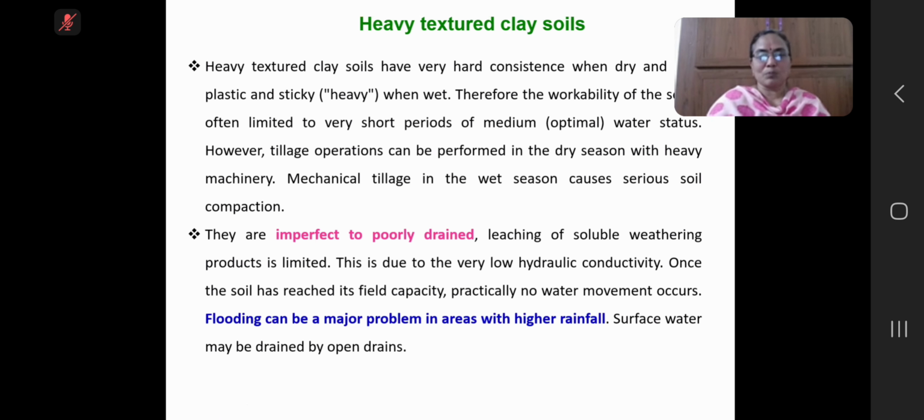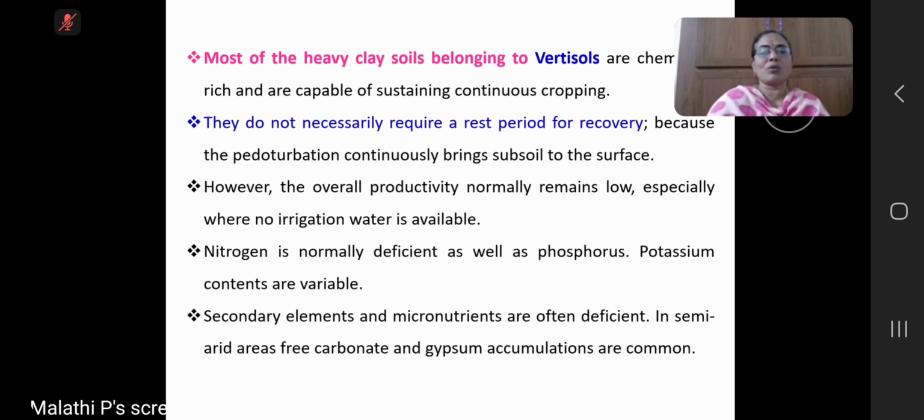So another problematic soil is heavy texture clay soils. These kind of soils are having very high clay content, and because of this, the workability in these soils is very difficult. So the workable moisture range is very low. These soils are poorly drained, and we can see flooding in areas with such soils. So here the clay content will be very high.